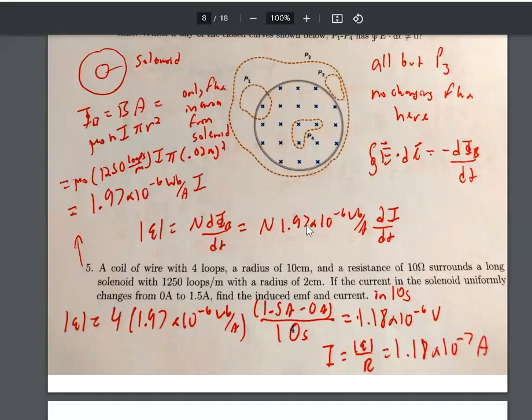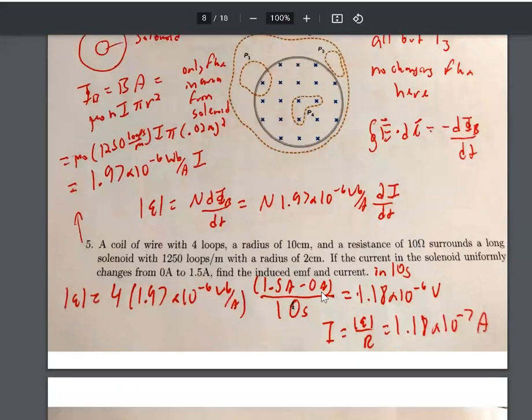So we have 4 loops, multiplied by this number, and the change in the current, it went from 0 to 1.5, so that's 1.5 minus 0, and it did it in 10 seconds, so we divide by 10. So that gives us an EMF of 1.18 times 10 to the minus 6 volts. And to find the current, we just divide by the resistance, which we were told was 10 ohms. So that gives us a current of 1.18 times 10 to the minus 7 amps.